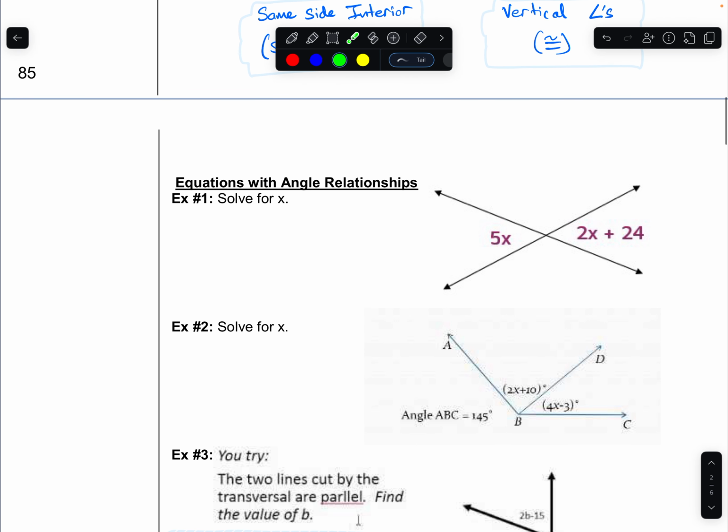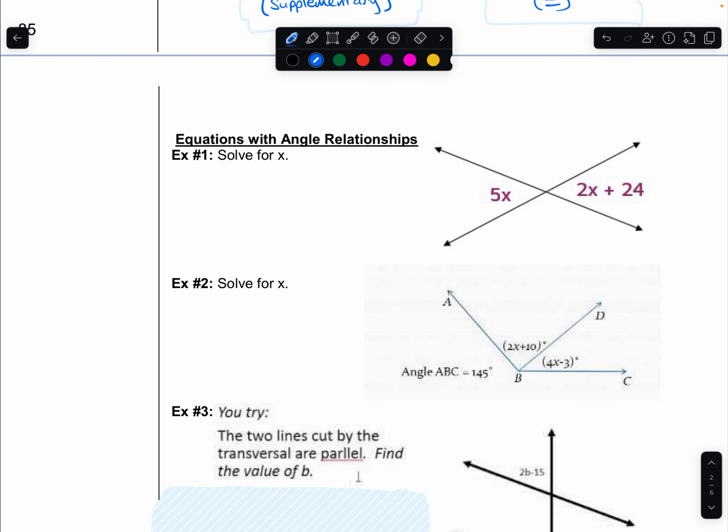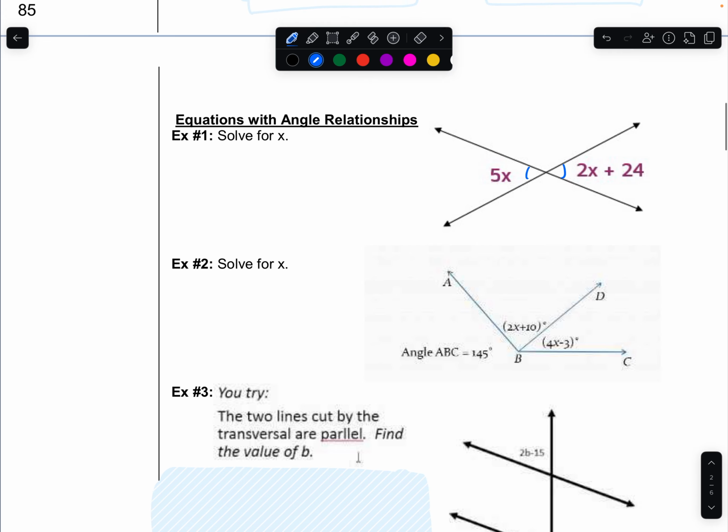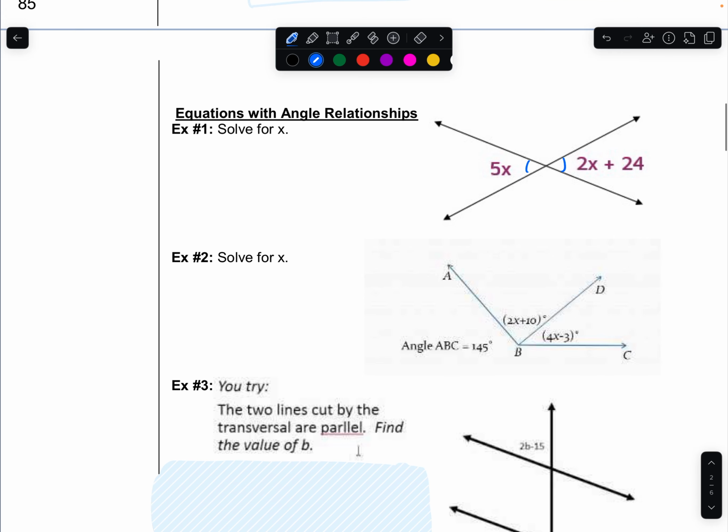All right. On the next page, we have example 1. And if you notice, we have two lines that are crossing, so these are vertical angles. The trick is now we have an equation that we can set up. We know this angle has to have the same measure as this angle, but they give us an expression for the angle measure.